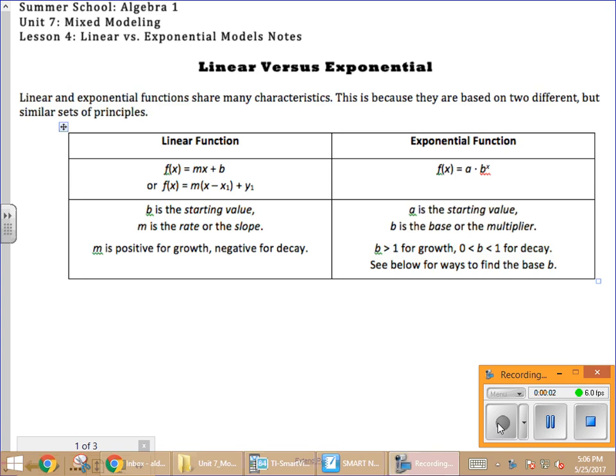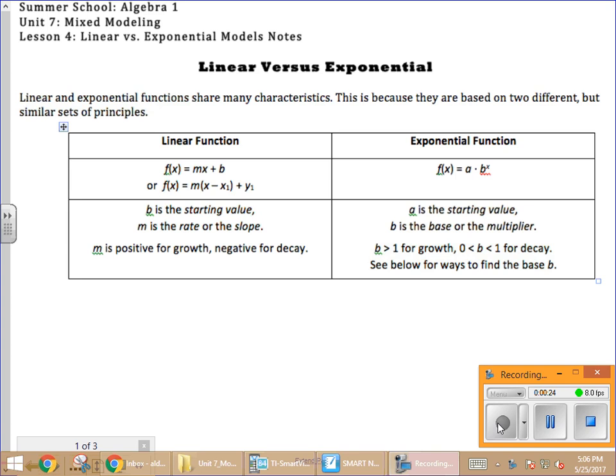This is the Algebra 1 Summer School Unit 7 Lesson 4 notes video. This is our notes lesson on linear versus exponential modeling. So you need to be really good and really understanding of linear models and exponential models in order to start telling the difference. These notes are super short, but they're very important. All right, linear versus exponential.